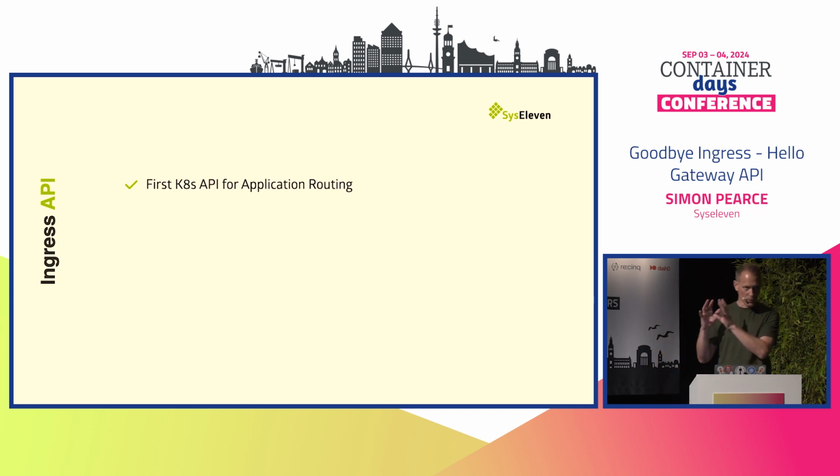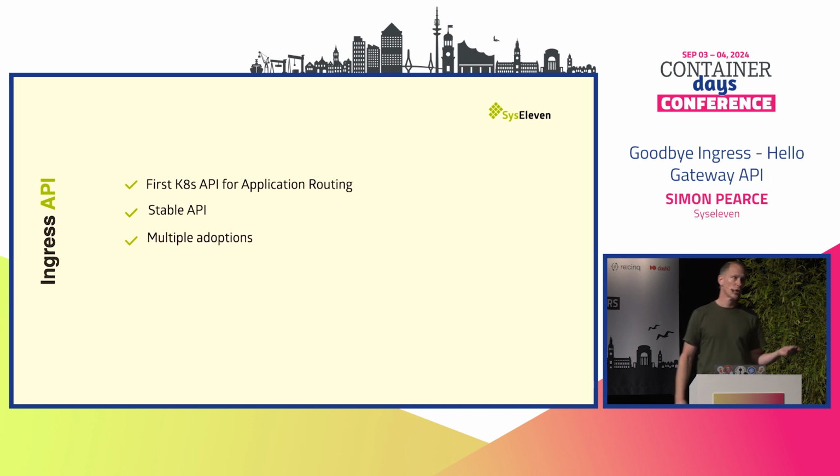And just because Gateway API exists does not mean that Ingress is going to be deprecated within the next 6 months. This is definitely not going to happen. I'm pretty sure about this. As I said, it's a stable API. There are multiple adoptions, so you could use Ingress with Cilium as well if you would like to. There's the Nginx Ingress controller, there's Traefik, there's various types of Ingress controllers that you can use.